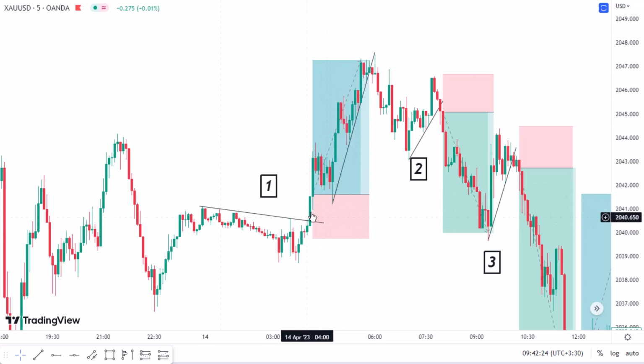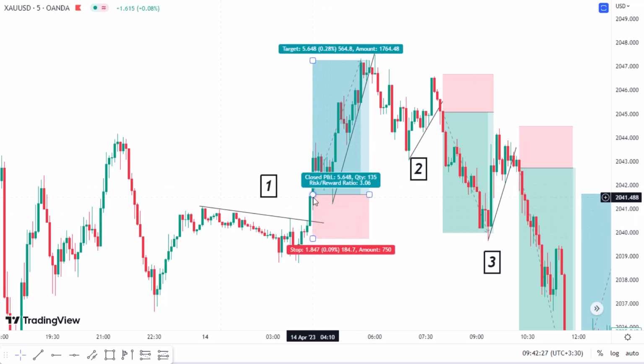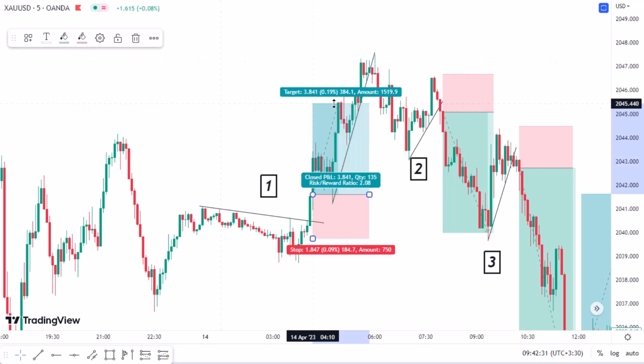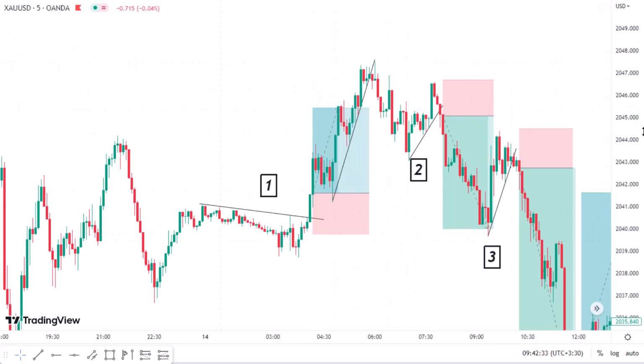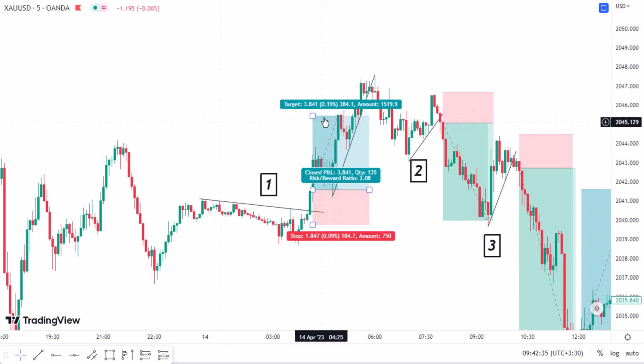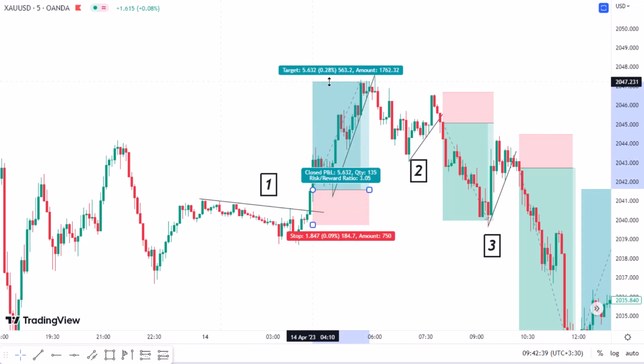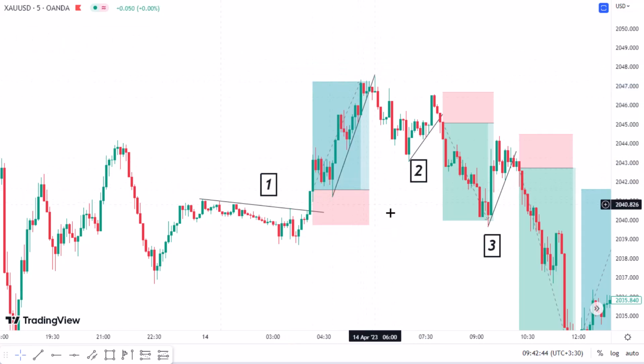And if you put your stop loss there, you risk this much, so you're going to look at risk to reward too at first glance. And the price continues going up and gives us something around risk to reward 3, or RR3.